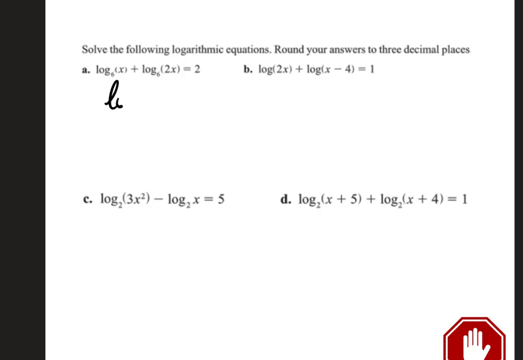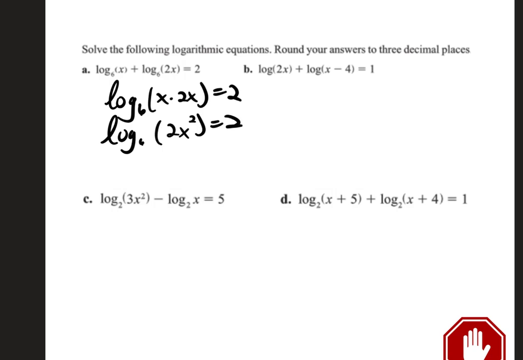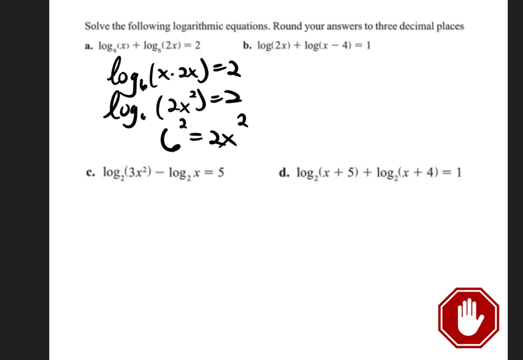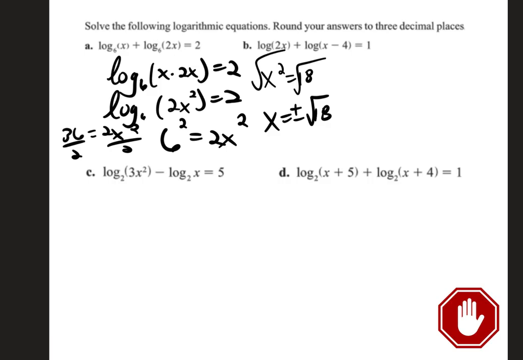Like, for instance, A could be written as log base 6 of x times 2x equals 2. If I was really smart about this, I would write it this way. And then I can change this to exponential form. 6 squared is 36. If I divide both sides by 2, 36 cut in half is 18. So I have x squared equals 18. I would square root both sides and get plus or minus square root of 18, or I could say plus or minus 3 radical 2, that is the square root of 18 simplified.